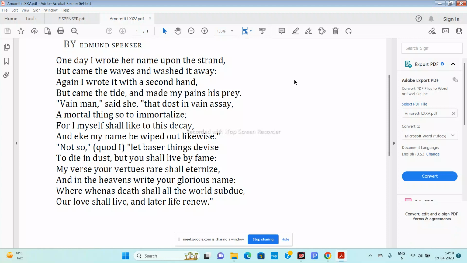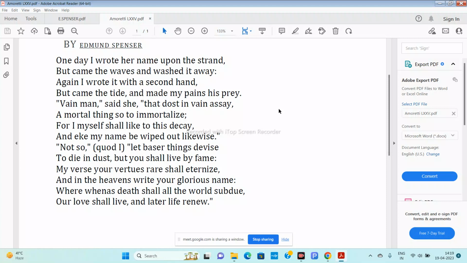Now what happens? We understand that he is being accompanied by the beloved, that is Elizabeth Boyle, and she, after having seen what Spenser was doing, or what the poet or the narrator was doing, says to him, "Vain man, said she, that dost in vain essay a mortal thing so to immortalize." So you are a proud, a vain person. She rebuked him playfully.